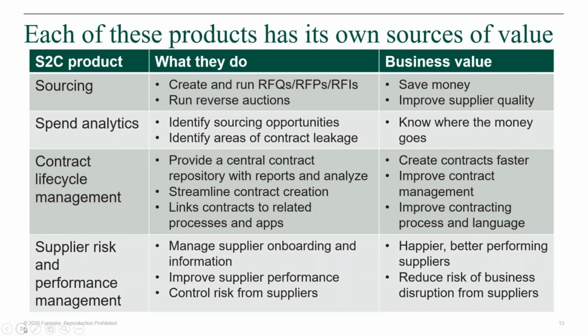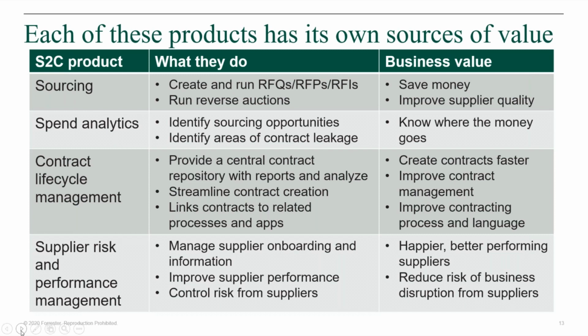Spend analytics identifies sourcing opportunities, knowing where you're spending a lot in a particular category. It shows spend that is fragmented among many suppliers, and gives the opportunity to consolidate that spending with one or two suppliers and save money by doing that. But it also identifies areas of contract leakage, where you're not getting the contract compliance you expected, where employees are not buying from suppliers you prefer. It's, of course, all about knowing where the money goes and using that knowledge to drive both better sourcing activities and better compliance activities.